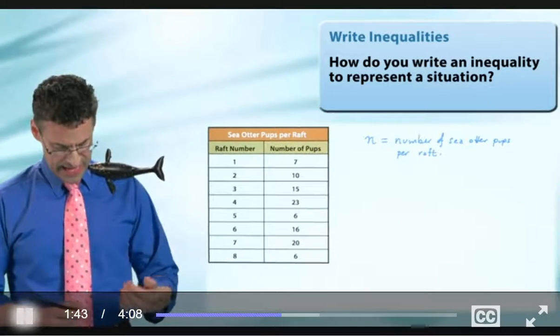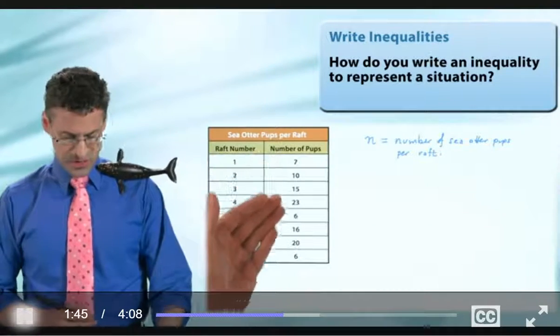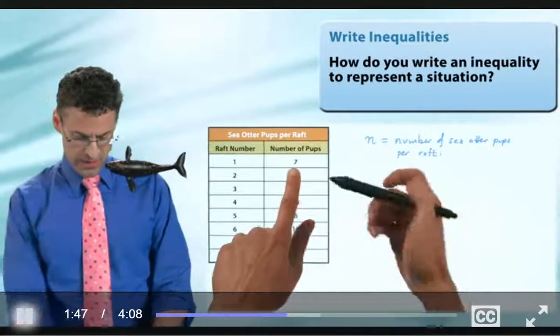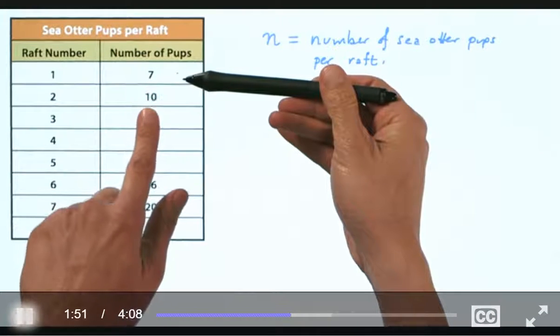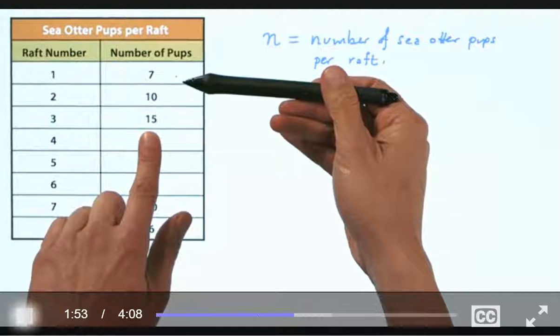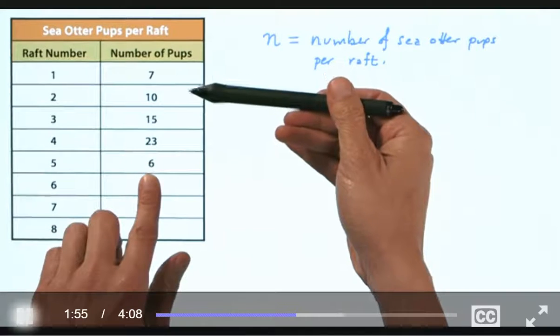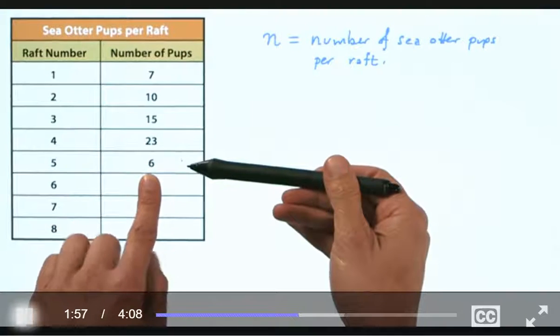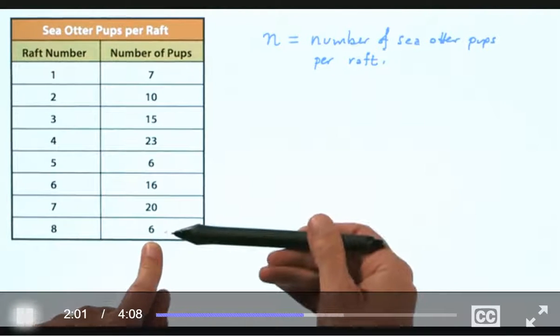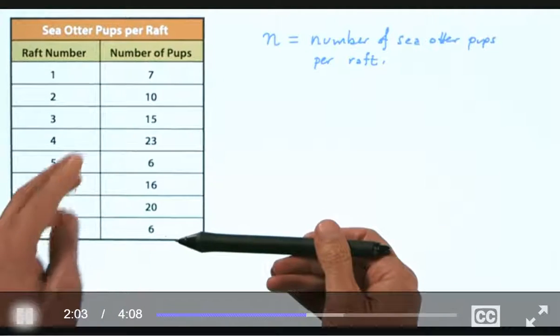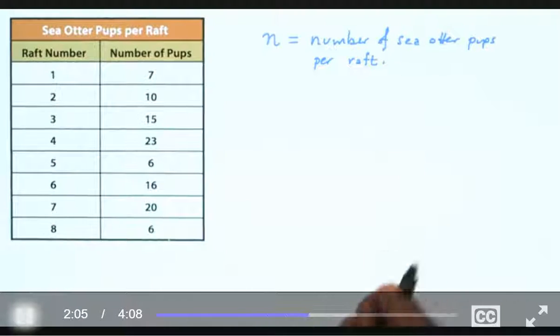Well, why don't we take a look at the least number of pups anywhere. So I'm going to keep track of the smallest number we see. So 7, that's small. 10 is bigger, 15 is greater, 23 is greater, 6. Ooh, 6 is even smaller than 7, so that's the new lowest. 16, 20, and 6, so that ties. So in fact, we see that the fewest number or the least number of pups is 6.